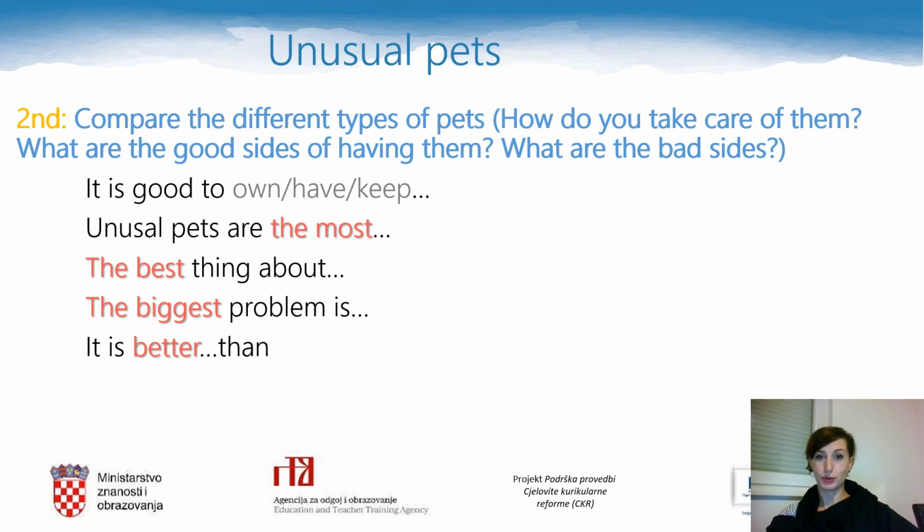In step 2, try to compare the different types of pets and answer the following questions. How do you take care of them? What are the good sides of having them? What are the bad sides? Don't forget to use the comparative and superlative forms of adjectives.